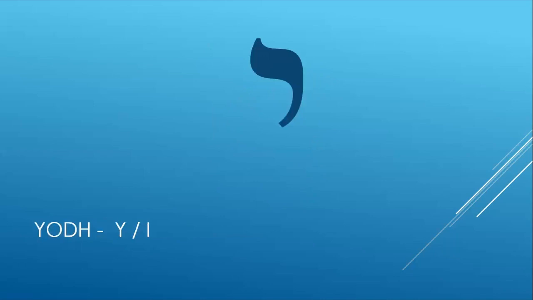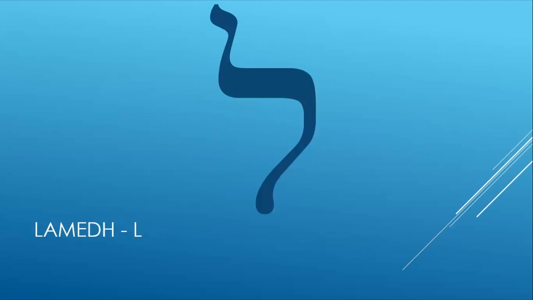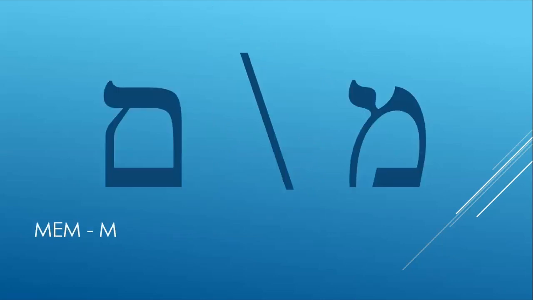Yod, which is Y or I. Kaf, which is K or KH. And both of those are definitely pronounced. Lamed, your regular L. Mem, which is just an M sound. And there's 2 different ways to write it. There's just like Kaf, we saw a moment ago.